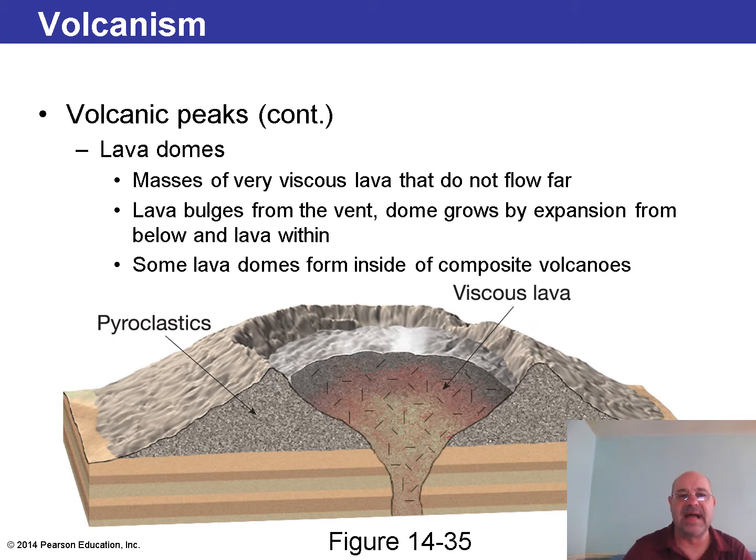Lava domes: masses of very viscous lava that do not flow very far. Lava bulges from the vent, and the dome grows by extension from below. These are just smaller volcanoes. Some lava domes form inside the composite volcanoes. So this more or less is something smaller that boils around after the composite's blown its top. So anyway, it just kind of forms on the inside.